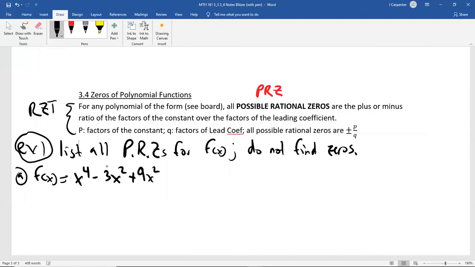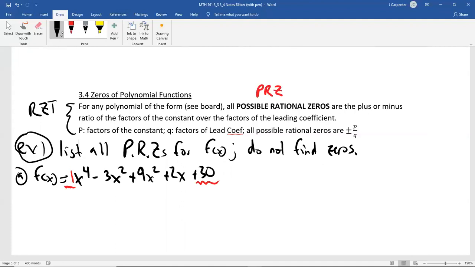So for A, we'll have f of x equals x to the 4th minus 3x squared plus 9x squared plus 2x plus 30. The important numbers in here are this 30 and the number that you don't see written in front of the x to the 4th, which is a 1. So I'll write it there just to emphasize. So we need to list the factors of these.